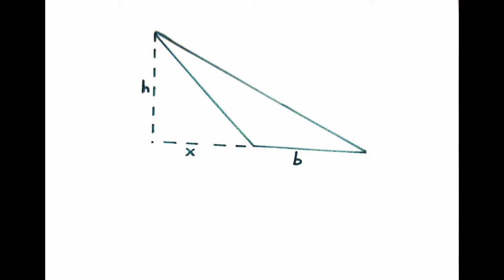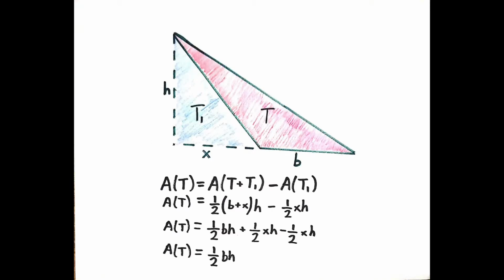Recall that h is the length of the segment that goes from the vertex to the base perpendicular to the base. However, it's not possible for the segment to connect to the base because this is an obtuse angle. But we can make a height segment that is perpendicular to the line containing the base. This gives us one large triangle and another smaller triangle. Let our original triangle be T, and we're going to call our new small triangle T1.